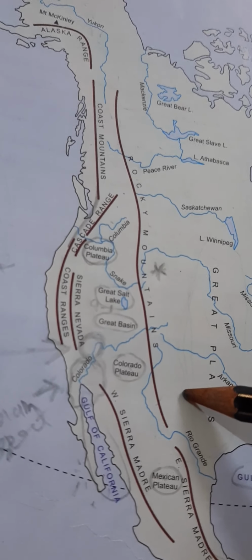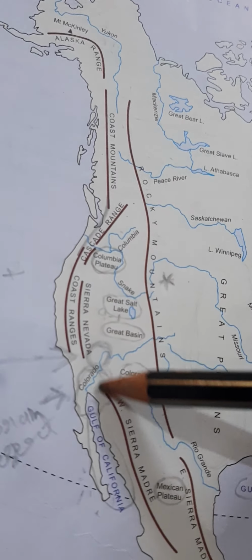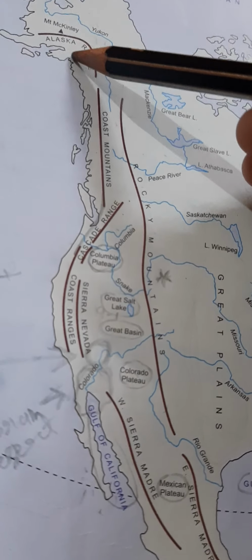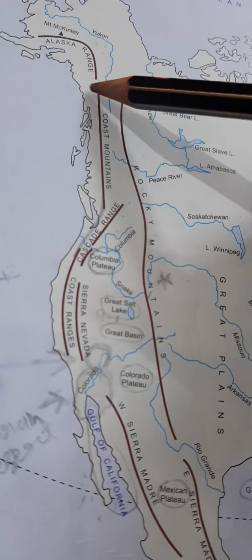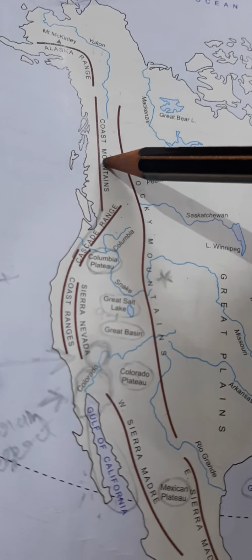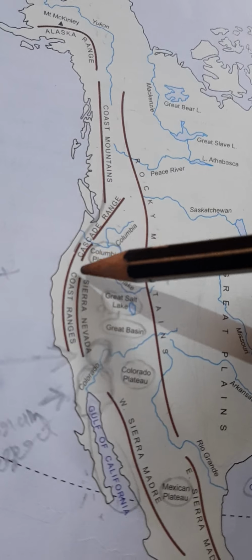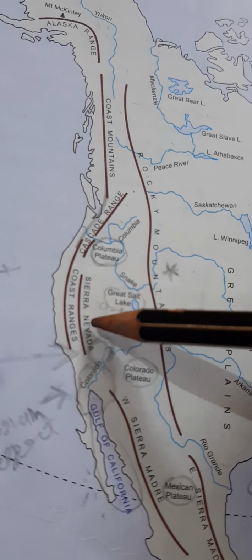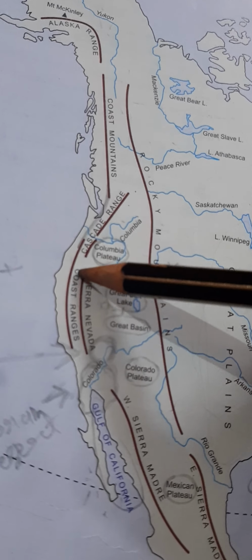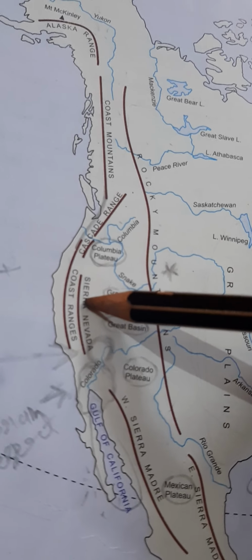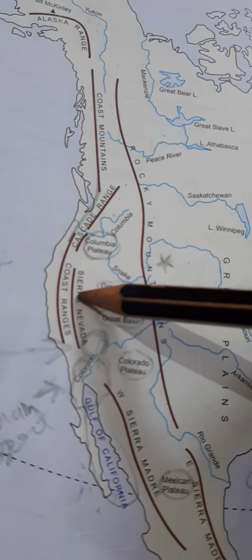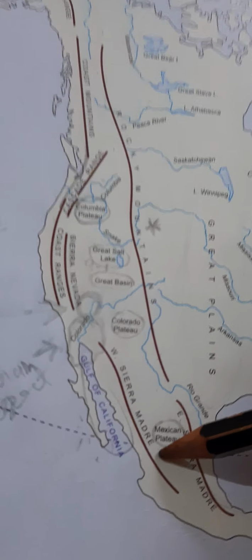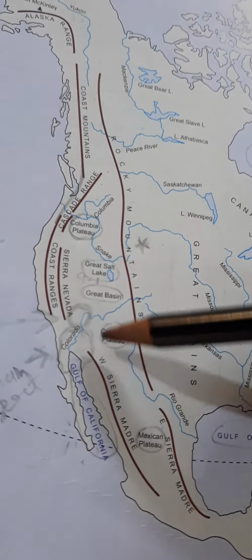There are many other mountain ranges, you can check here. Some of the other mountain ranges are the Alaska Range, in the extreme north. Then we have the Coast Range, Coast Mountains. Then we have the Cascade Range, you can check here. Then we have the Coast Range, it is written here. Then the Sierra Nevada. Then we have the Sierra Madre. So these are the ranges which we have.